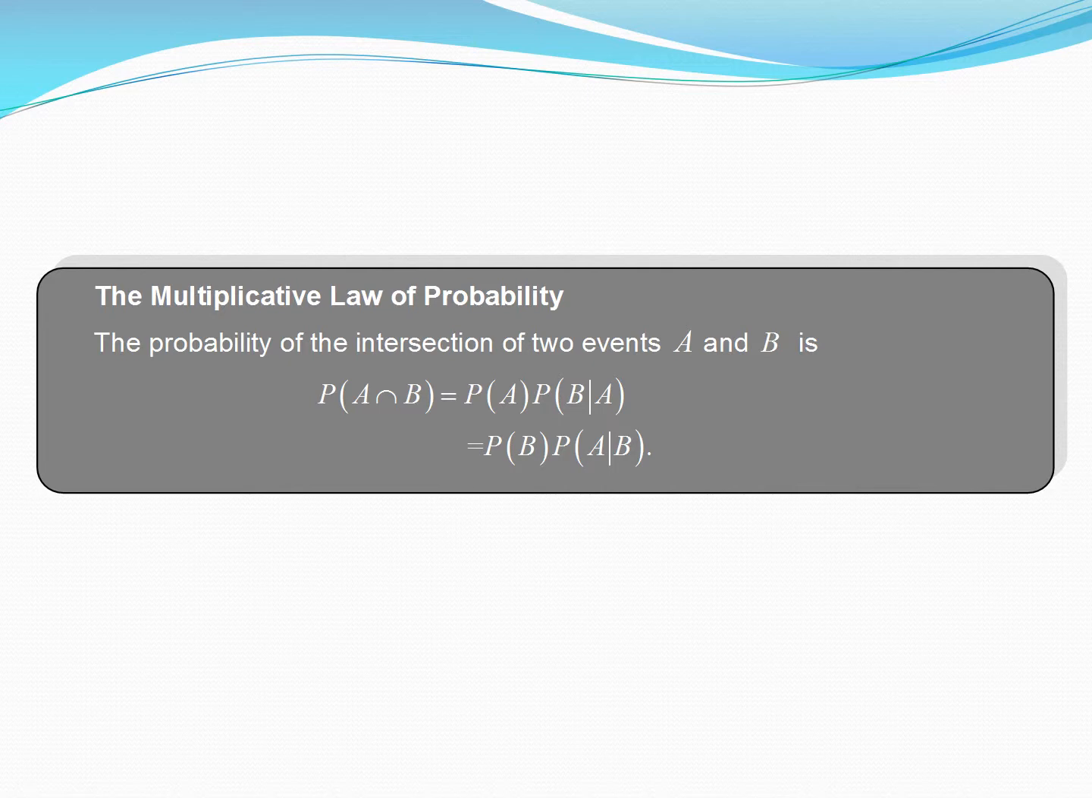So if we know the conditional probability, then we can determine the probability of the intersection of two events. So we basically just swap that formula. The probability of A and B will be the probability of A times the probability of B given A, or that probability of the intersection will be the probability of B times the probability of A given B.